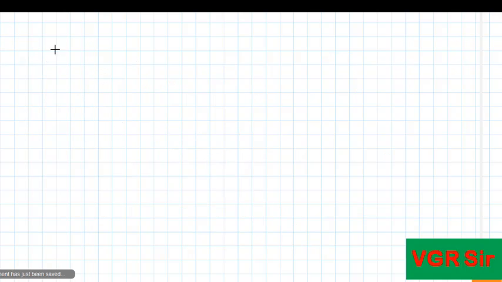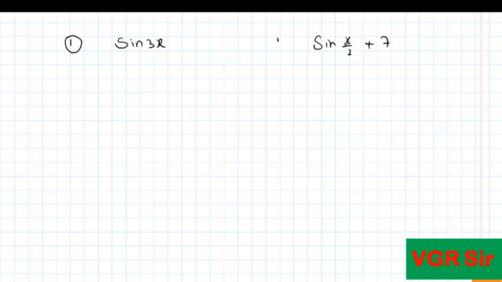Yes, students, very important. What I explained previously: sin 3x is given, find its period. That is one problem. Sin of x by 2 plus 7 is given, finding the period is the second problem. So how did I get it? By using the definition. I want to explain once again.